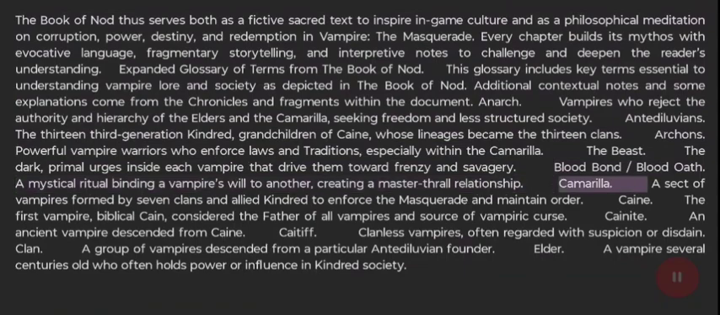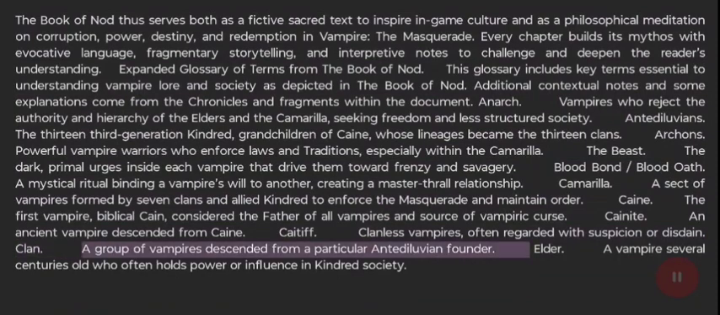Camarilla. A sect of vampires formed by 7 clans and allied Kindred to enforce the Masquerade and maintain order. Cain. The first vampire, biblical Cain, considered the father of all vampires and source of the vampiric curse. Kenite. An ancient vampire descended from Cain. Caitiff. Clanless vampires, often regarded with suspicion or disdain.